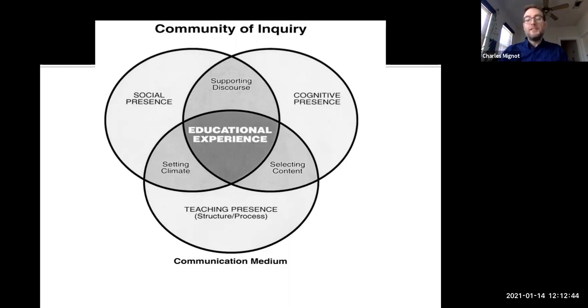By social presence, it means that the students need to feel that they belong to a community, so the class, but also they need to develop interpersonal relationships. Cognitive presence implies that students have to construct meaning through reflection and discourse. And finally, teaching presence means that there should be a structure and a process to help students reach the learning outcomes set for the course.